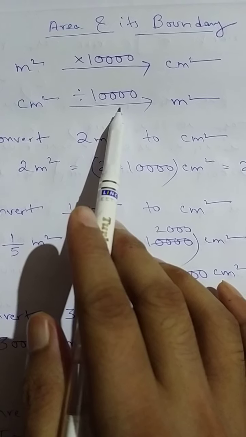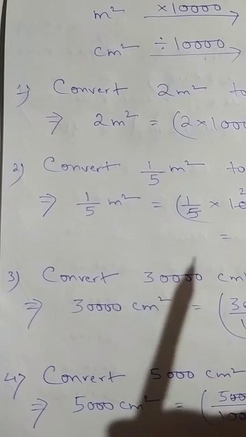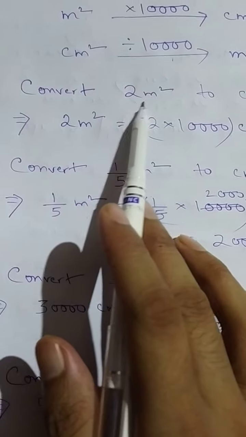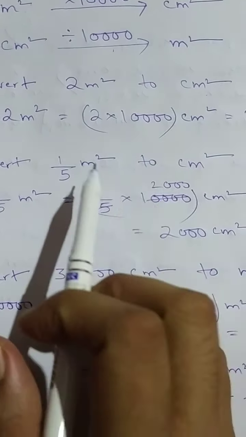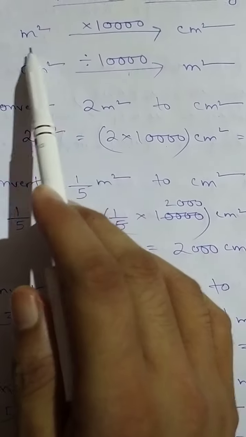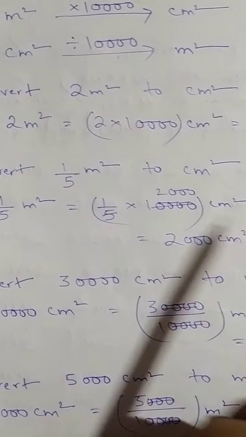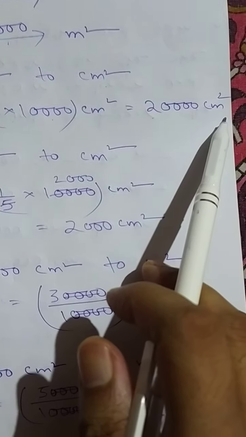Okay? So now let's do some examples. First question: convert 2 meters square to centimeter square. So how to do this? First you have to write like this way: 2 meters square equals 2 into 10,000 centimeters square. As I told you, from meter square to centimeter square, you have to multiply 10,000. If you multiply, your answer will come 20,000 centimeters square.